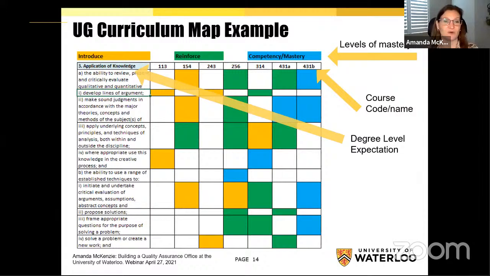Our faculty, or our unit, I should say, doesn't create these ourselves. We have help from educational developers in our teaching and learning centers that work with programs to look at their curriculum and make these maps. So they get a lot of support to do these, but it's quite important as far as being able to show how skills are developed across the degree in our quality assurance program.